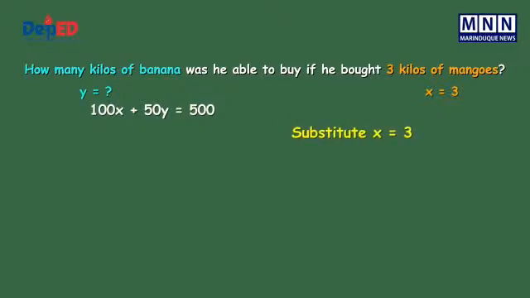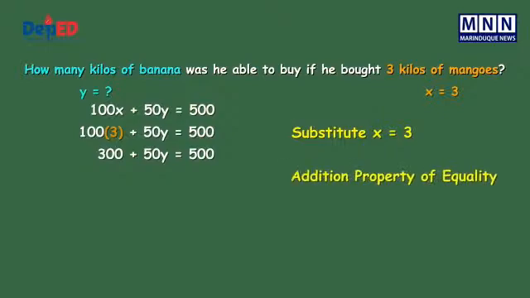Simply substitute the known variable, in this case, x equals 3. The equation now is 100 times 3 plus 50y equals 500. We proceed to solving for the value of y. This is now 300 plus 50y equals 500. By the addition property of equality, we add negative 300 to both sides of the equation. 300 plus 50y minus 300 equals 500 minus 300, which is simply 50y equals 200.